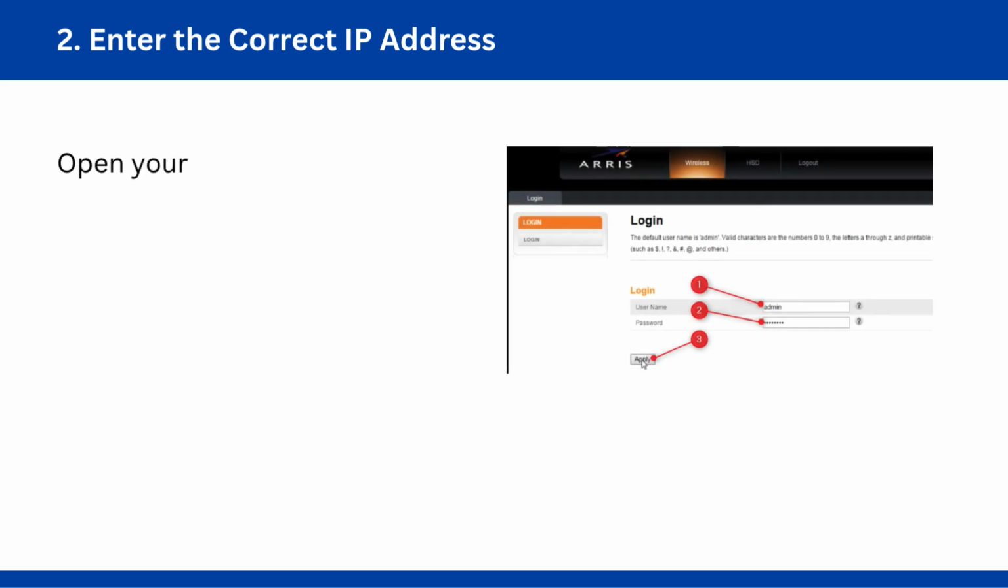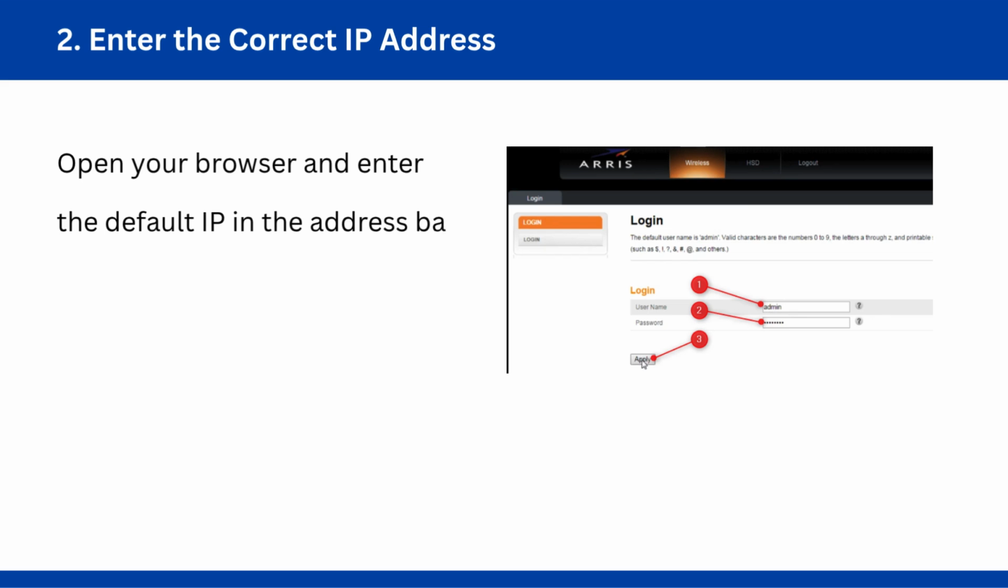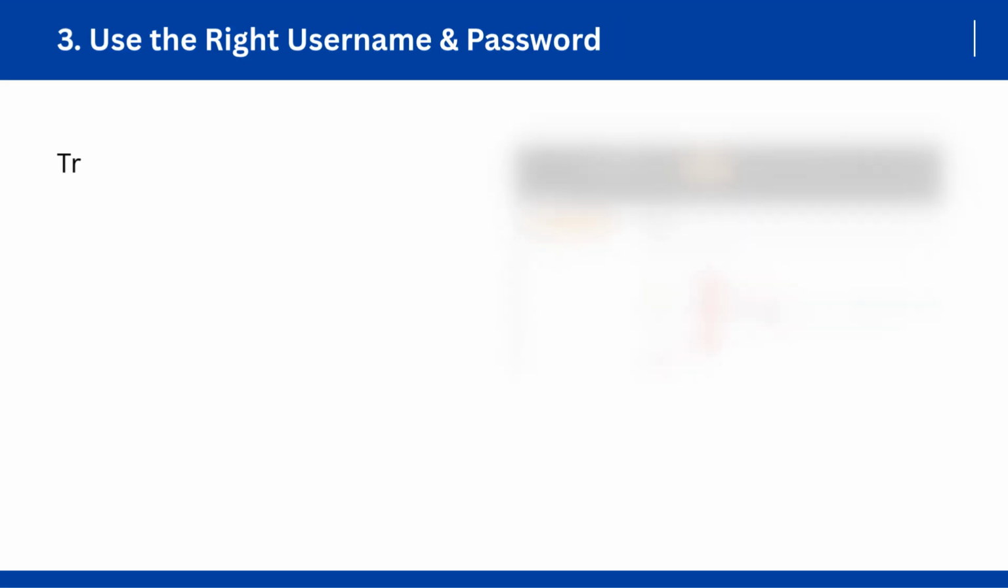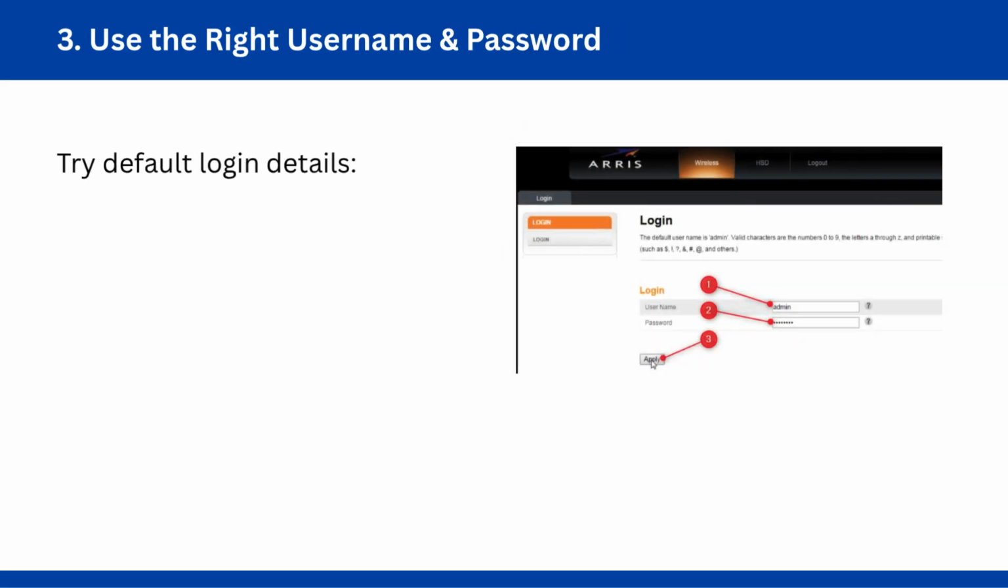2. Enter the correct IP address. Open your browser and enter the default IP in the address bar, 192.168.0.1 or 192.168.1.1.